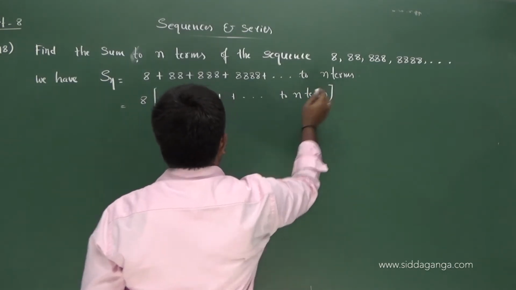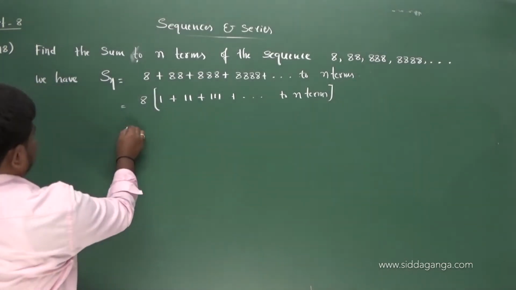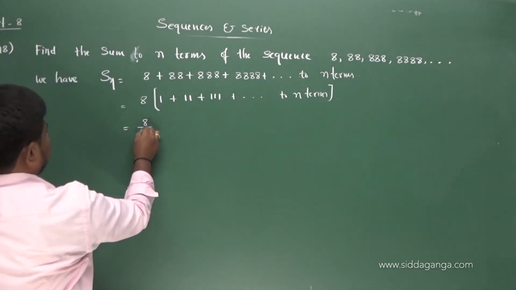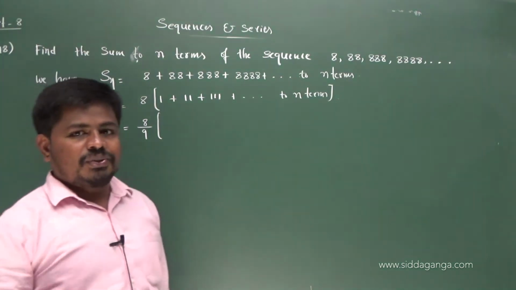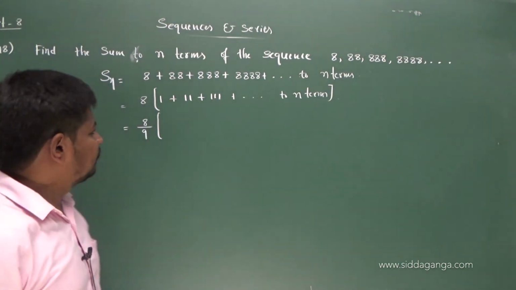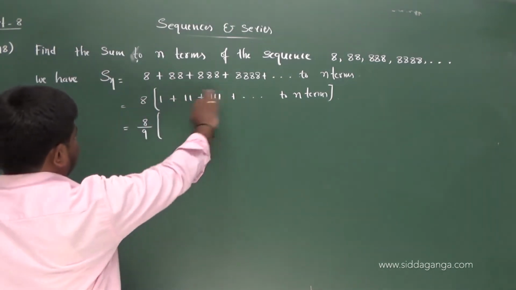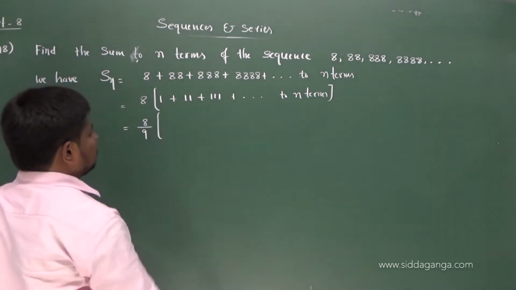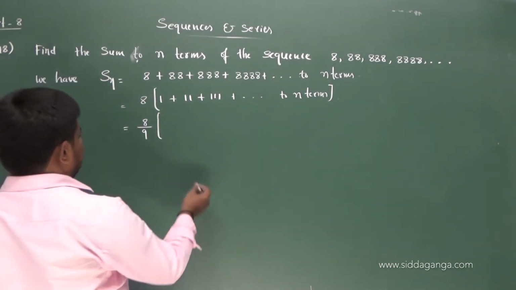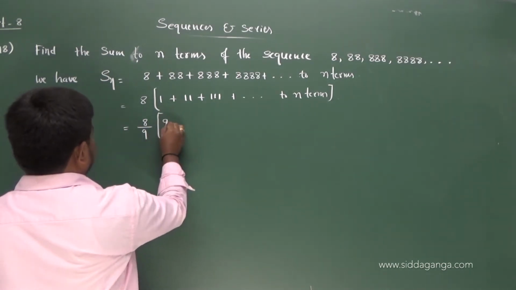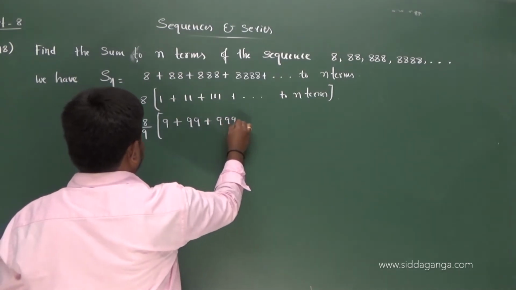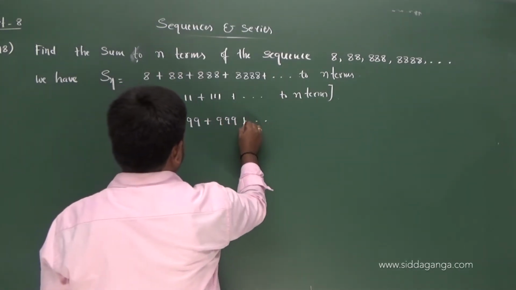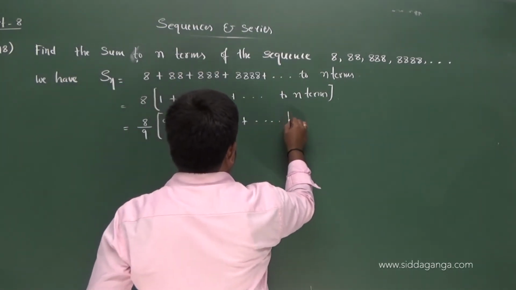Okay. And I am going to rewrite this by dividing and multiplying by 9. Why, sir? So that you get an AP or GP, that's it. I am converting this series into an AP or GP series. Let's find. Okay, this is what? 9 plus 99 plus 999 and so on to n terms.